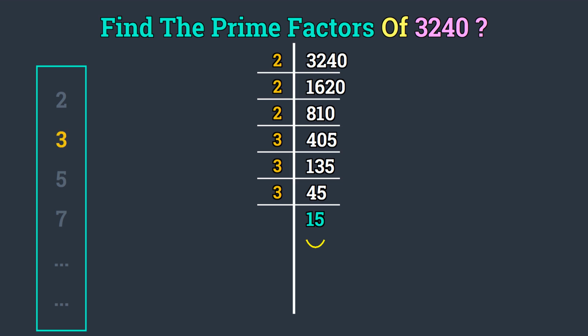Dividing 15 by 3, which equals 5. So 15 divided by 3 equals 5. Dividing 5 by 3, the result is not integer. Since the result is not integer, so we will try to divide by the next number.